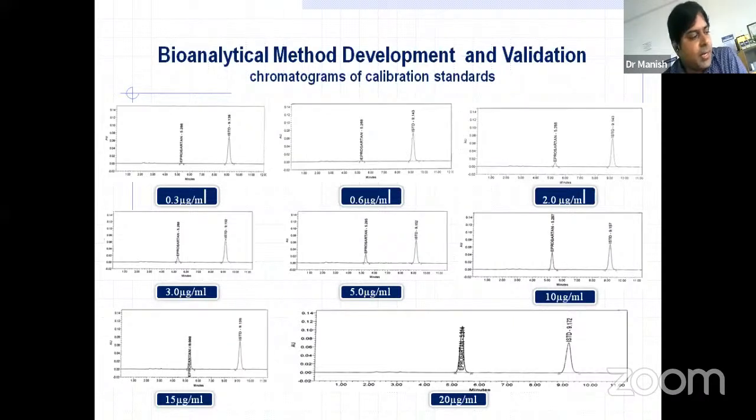So how to select the internal standard? The internal standard should be selected based on physicochemical properties and pharmacological properties similar to the drug, and there should be a minimum of 2 to 3 minutes distance of RT between the drug as well as the internal standard. So these are the ideal things to be noted down when we are going to select an internal standard. Structurally similar, that is physicochemical properties, can also be taken into consideration.